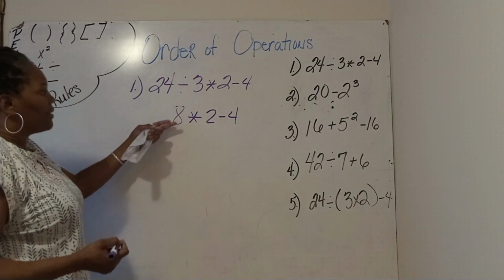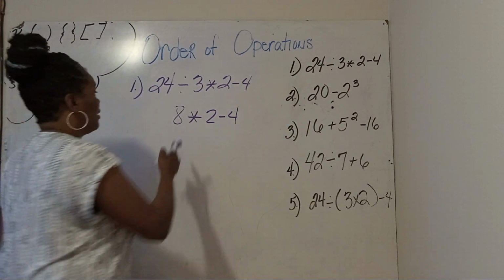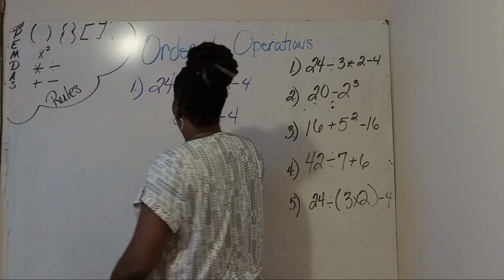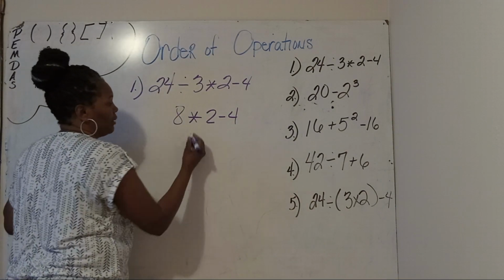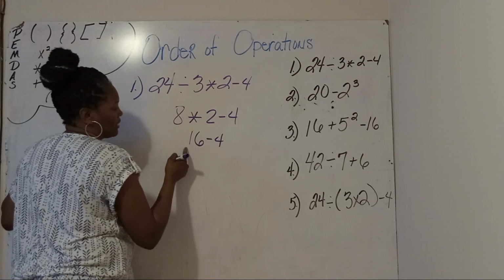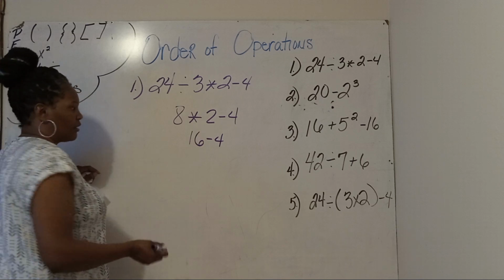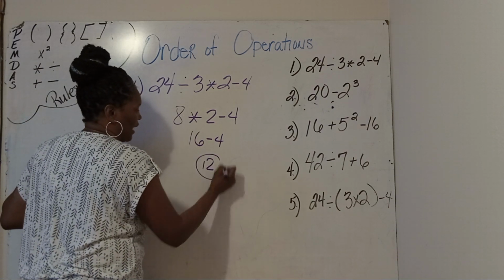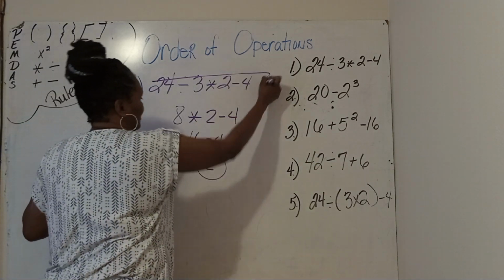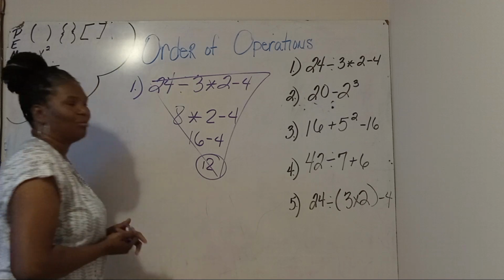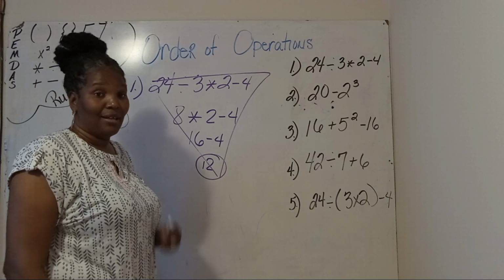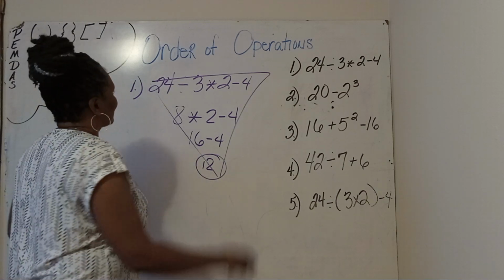Okay? Now we do the multiplication next because that's what our order of operations tell us to do. So 8 times 2 is 16. We just bring this down. 16 minus 4 is what? 12. 12 is our answer. We circle it so our teacher doesn't have a hard time looking for it. And look at this. It makes a perfect Dorito chip. Okay? It's just that easy. All right? You can do this. Let's go to the next one.